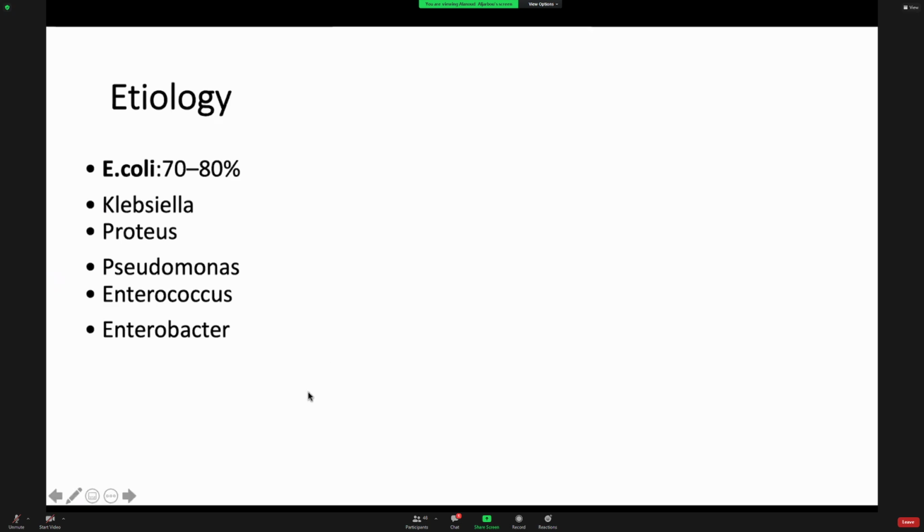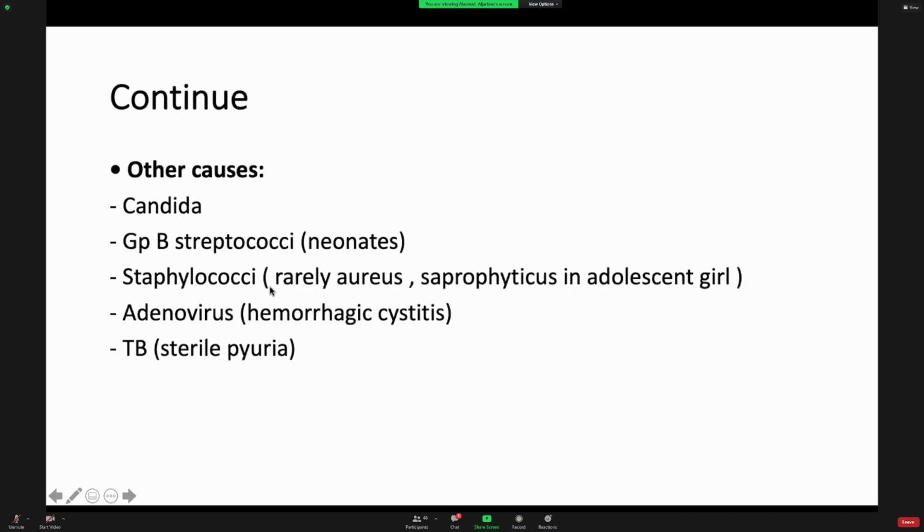For etiology, it's mainly E. coli in 70 to 80% of cases, and Klebsiella is also common. Proteus, Pseudomonas, and Enterobacter are not as common as E. coli and Klebsiella. Enterococcus is also common. Other causes of UTI in certain hosts include Candida in immune-compromised or catheterized patients, which can cause candiduria. Group B Strep is mainly in neonates. Rarely Staph aureus can cause UTI, and Staph saprophyticus in adolescent girls.